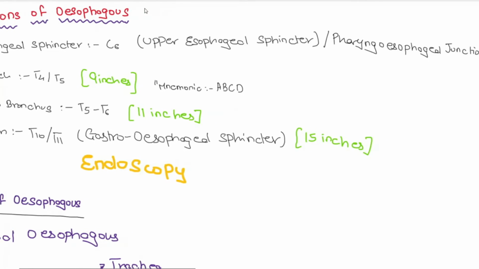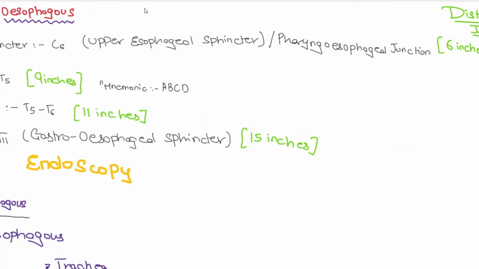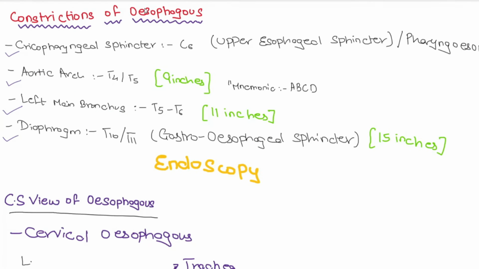Now here I have also mentioned the distance of the sphincters from the incisors. So the cricopharyngeal sphincter is 6 inches away from the incisors. Then the sphincter present at the aortic arch is present 9 inches from the incisors. Then the sphincter at the left mainstem bronchus is present 11 inches away from the incisors, and the sphincter at the diaphragm, that is the gastroesophageal sphincter, is present 15 inches away from the incisors. Now, the distance from the incisors is important since it helps us to allocate the position at which we can perform endoscopy.